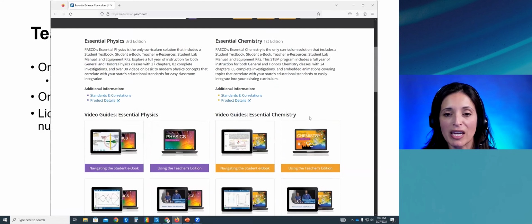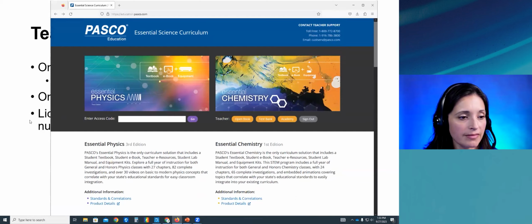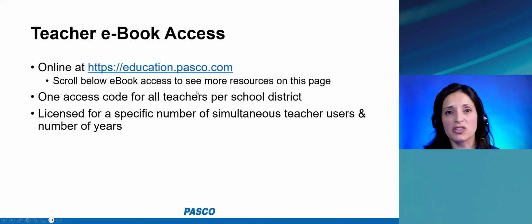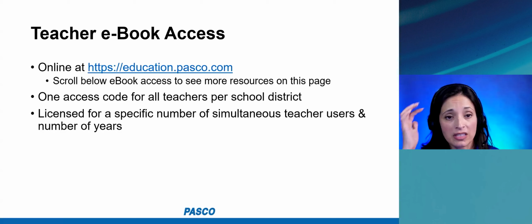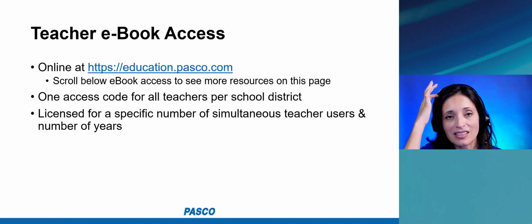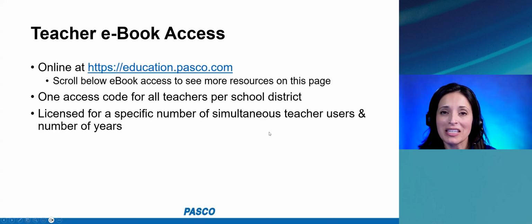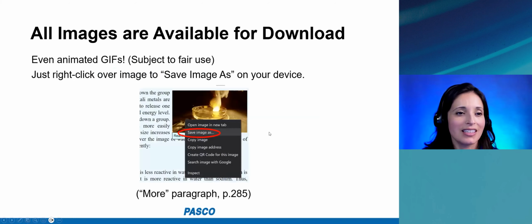Okay, so now let's get back into that teacher book. Let's see what's in my presentation here. Again, the license works just like the student one. You put in the code once, it's remembered in the browser, it's browser based. One code for all the teachers in the district. So it's easy to retrieve the code. And again, the specific numbers of teachers are licensed for whatever the license term is.